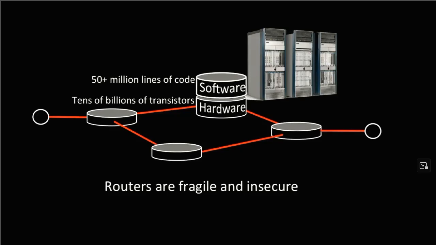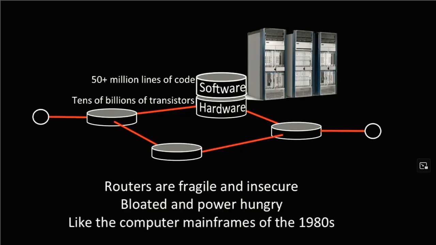So that simple, dumb internet became something which was 5 times more complicated than the most complicated piece of telecommunications equipment ever built before. It's based on hardware which consists of tens, hundreds of billions of transistors. They are fragile and insecure in that they are security nightmares. They are bloated and power hungry. And essentially, they're like the computer mainframes that we knew of the 1960s.